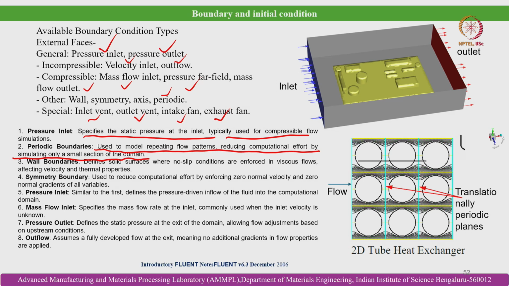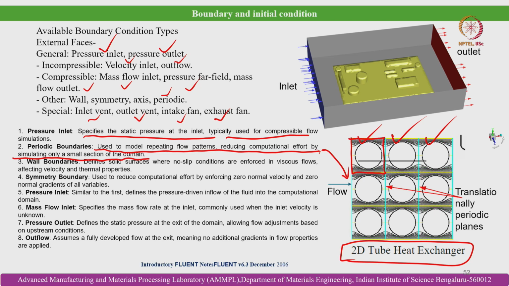So, for now the periodic boundary we are discussing is applicable to solve flow physics in a domain where repeating flow patterns are available. You can see the example of a periodic boundary condition shown here in the case of a 2D tube heat exchanger. These arrows show translationally periodic planes between 1, 2 and 3. Out of that, any one location can be solved, and maybe only this much section can be solved, and then it can be useful to approximate the situation for the entire domain in hand.